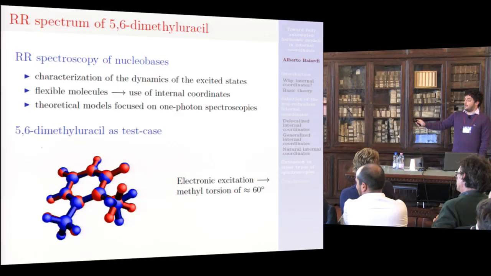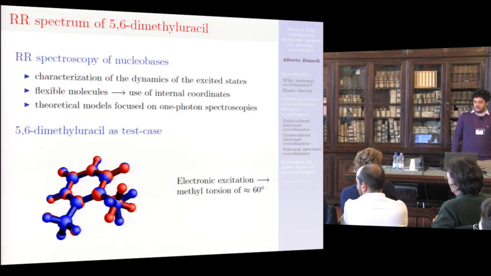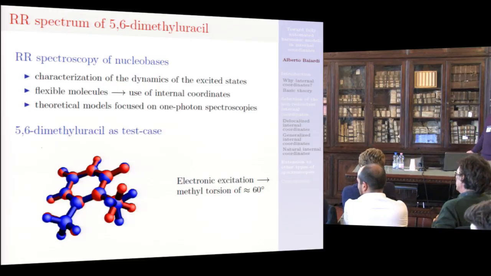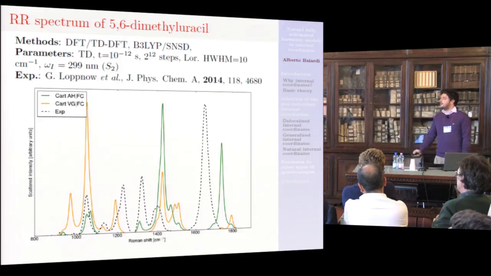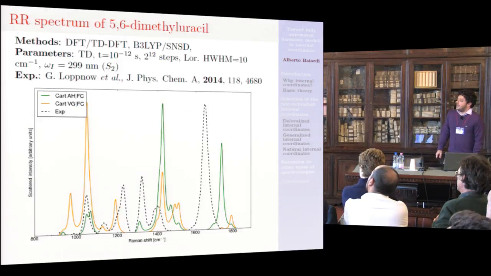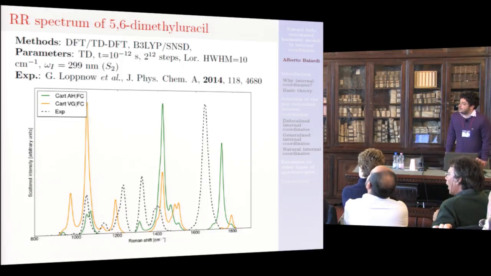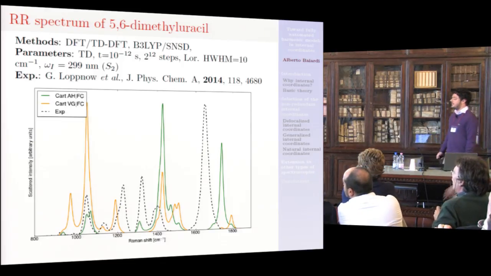And in this case, upon excitation, we have a torsion of the methyl group of about 60 degrees. And so there should be a difference between Cartesian and internal coordinates. Those are the results of our simulation, together with the experimental results, which are quite recent.